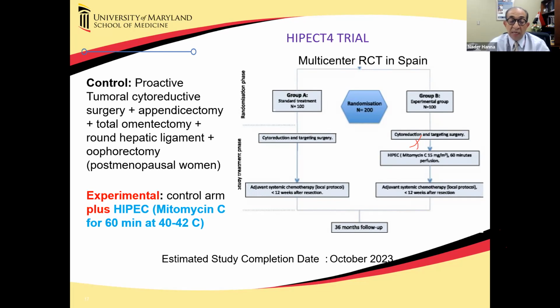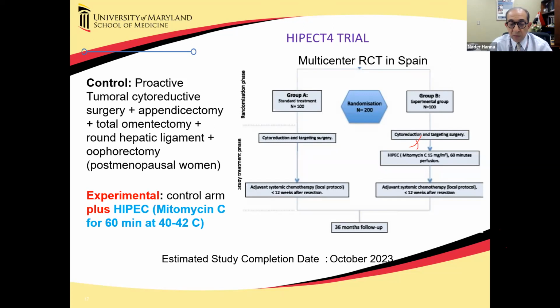The experimental arm is the same as the control arm, but now they're doing mitomycin C, which is the standard intraperitoneal chemotherapy for colon cancer, for 60 minutes at 40 to 42 degrees Celsius. The criticism upfront for this trial is that mitomycin C is only used for 60 minutes rather than the standard 90 minutes. Most European countries and surgeons will do the HIPEC only for 60 minutes, and the reason for that is just time spent in the operating room. In the United States, we always do 90 minutes, whether you're going to use oxaliplatin or mitomycin C.